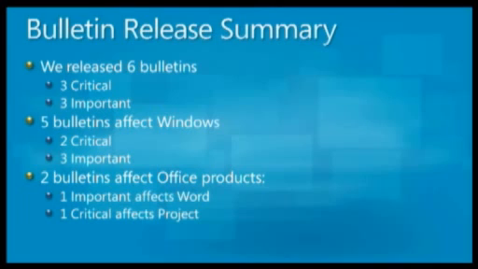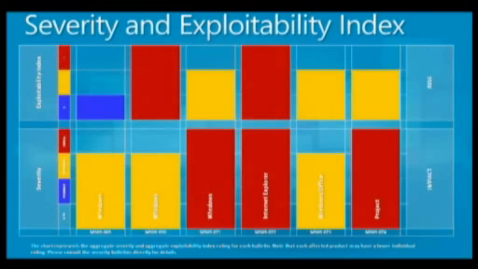So looking at our risk and impact slide, this month we have MS09-072. This is the only bulletin that has both a critical rating and an exploitability index rating of 1. An EI of 1 means that we expect there to be exploit code in the wild within the first 30 days. But in this particular case, there already is exploit code in the wild on that one. This does affect all versions of Internet Explorer and all currently supported versions of Windows.